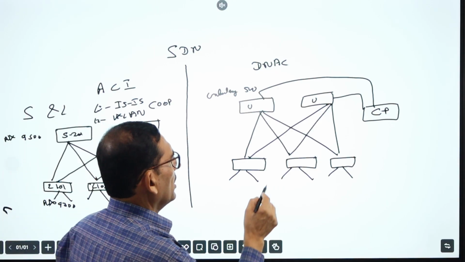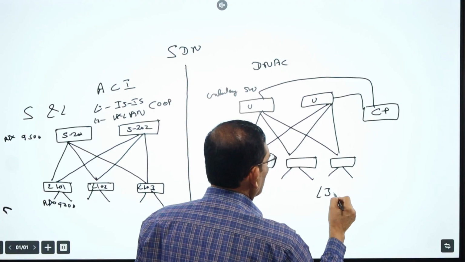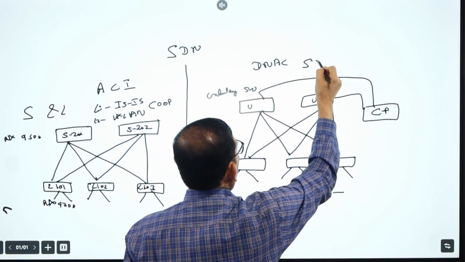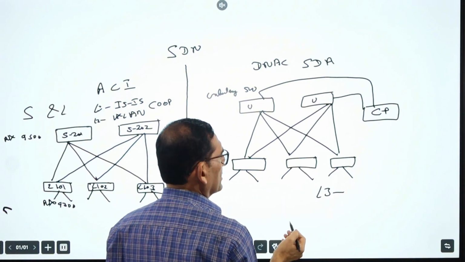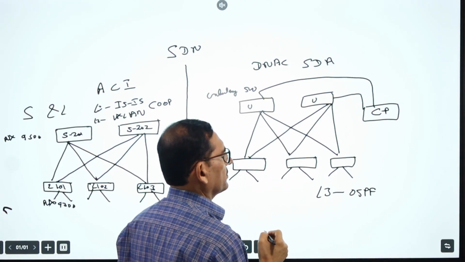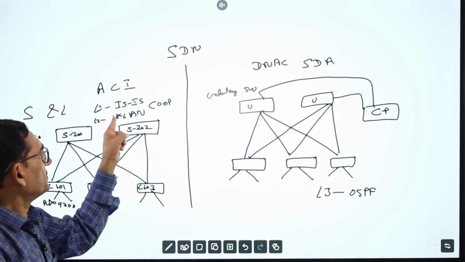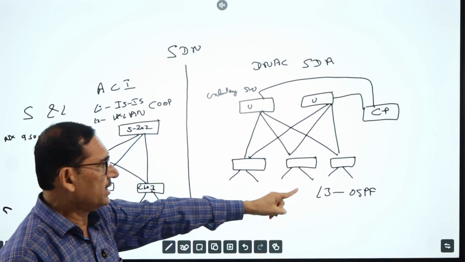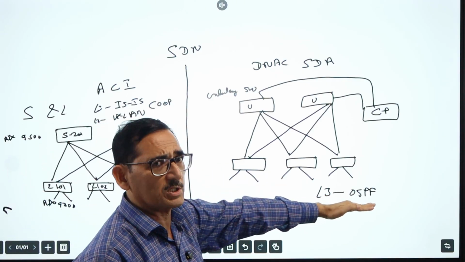Another thing, to have layer 3 reachability in our DNAC, that part is our SDA, software defined access. Any protocol can be used; here we have the option to use OSPF. There, by default IS-IS will work. We can't change this part. Here we have the option to run OSPF.